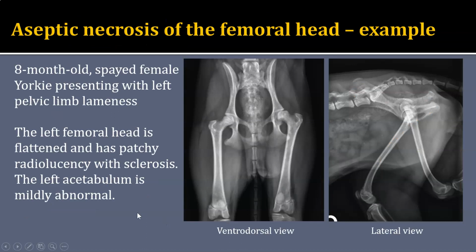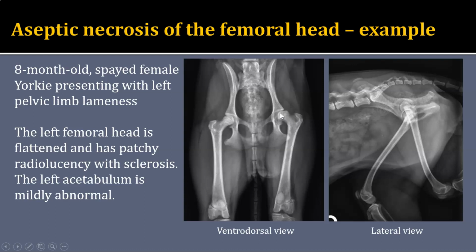Here's a patient that has both an extended limb ventrodorsal view as well as a lateral view. This is an 8-month-old spayed female Yorkie presenting with left pelvic limb lameness, which is confirmed on the radiographs by the fact that there is pelvic limb atrophy. When I look at this left coxofemoral joint compared to the right coxofemoral joint, the first thing I notice is that this femoral head on the left side has patchy areas of radiolucency surrounded by sclerosis. Some of that sclerosis goes down into the femoral neck.